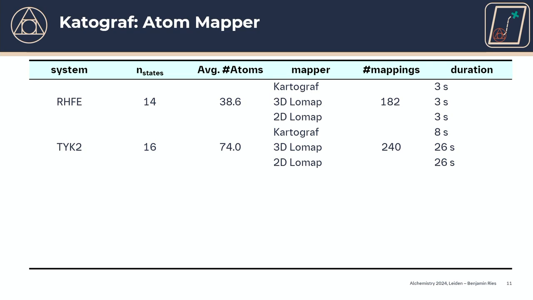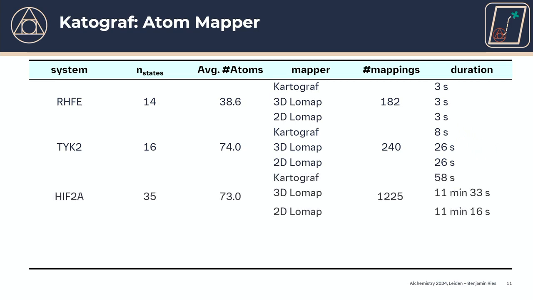The other aspect that already came up in Hannah's talk was that Cartograph is very fast, and this is true. Because we don't do the MCS sampling, for these very simple data sets with small numbers of molecules and rather low amounts of atoms, we get very similar results between LowMap, which takes 26 seconds, and Cartograph with 8 seconds. Nevertheless, if we go to larger data sets, we see they start to diverge. With the HIF2A data set, Cartograph is able to do the full data set in a minute, and the LowMap variants need 11 minutes.